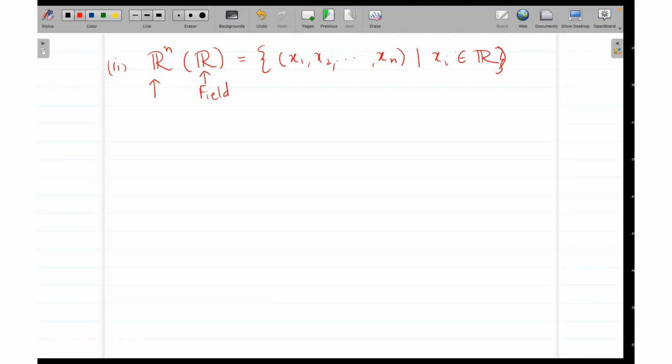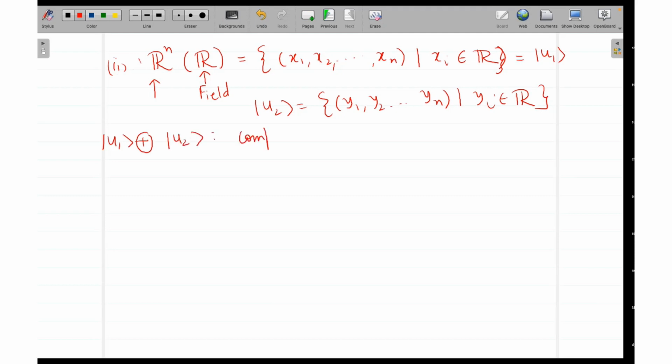So let's say this is my vector number 1, and I have another vector y1, y2 up to yn in the same space, such that of course each of these y belongs to R. If I define the rule of u1 plus u2, so I have to of course define the rule, which is nothing but component-wise addition, just like the way you were doing in three-dimensional vector. And I define my scalar multiplication, which is each component multiplied by alpha.